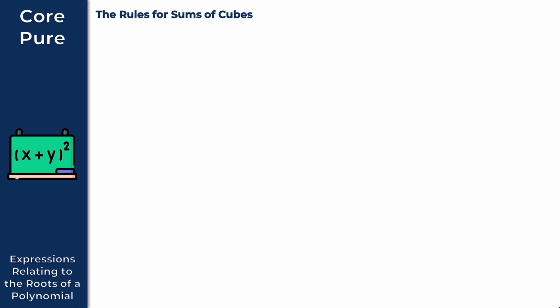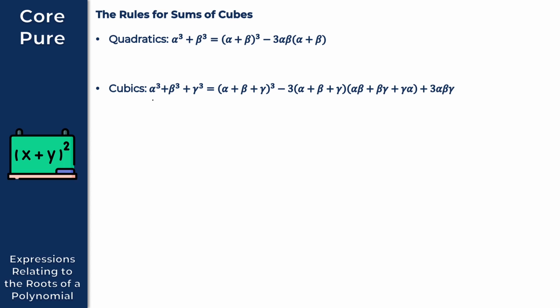And then finally here we arrive at the very last rule then, and this is the rules for sums of cubes here. So again, we just begin with quadratics here. So as we can see then, if we want to know the value of alpha cubed here plus beta cubed, that is equal to alpha plus beta all cubed minus 3 alpha beta times alpha plus beta. Moving on to cubics then. So if we want to know the value of alpha cubed plus beta cubed plus gamma cubed here, that is equal to this expression here.